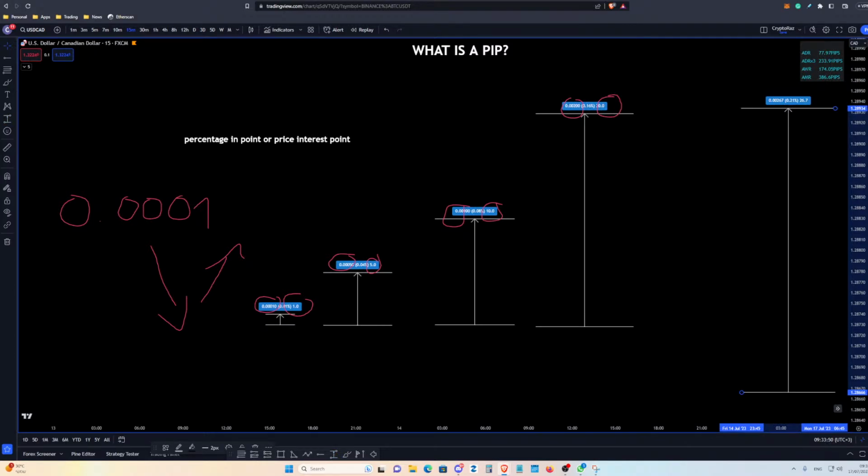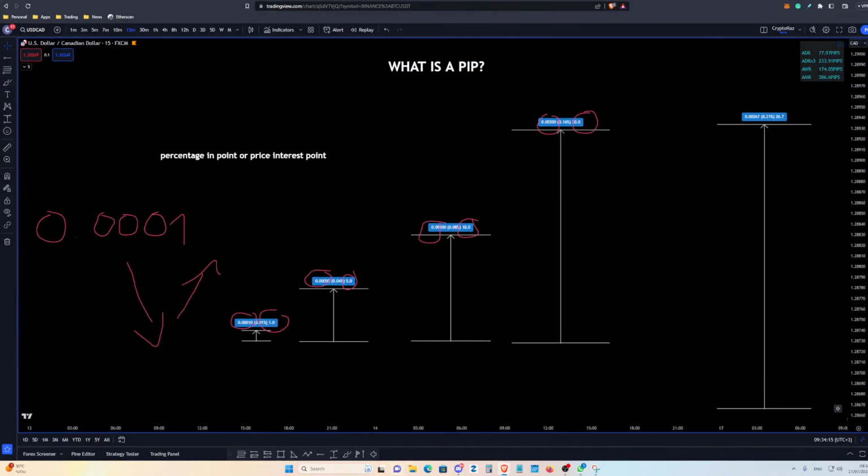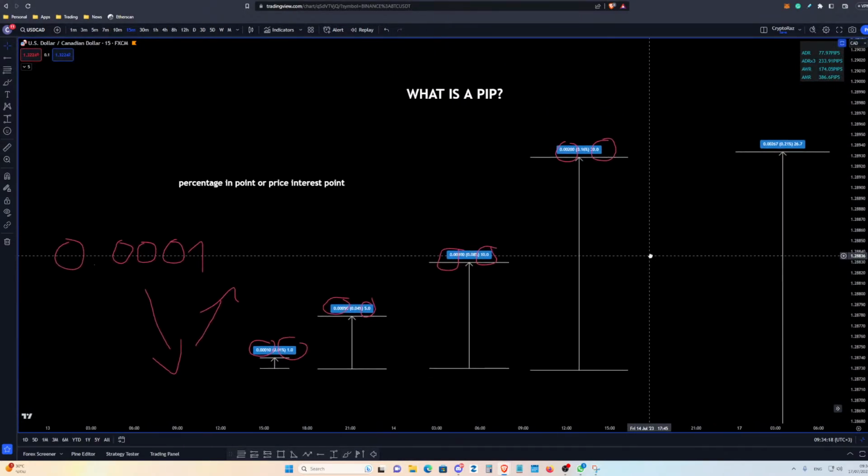Movement in the exchange rate is measured by pips, as we said. Since most currency pairs are quoted in a maximum of four decimal places, the smallest whole unit change for these pairs is 1 pip. So, how do we calculate? Let's get into it.